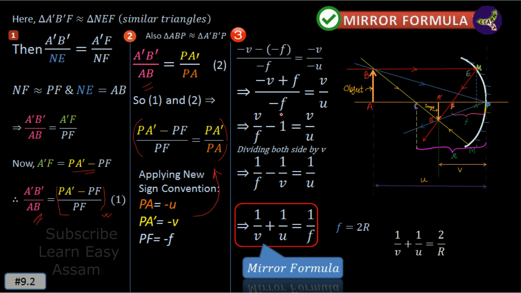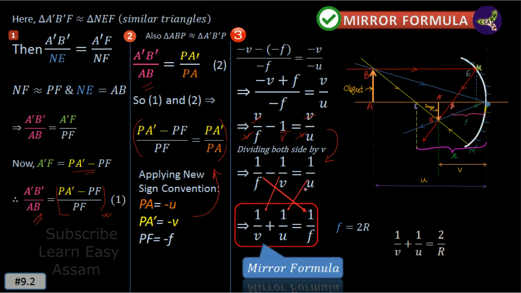So we can divide this relation with v. What will happen if we divide it? Here it will be v, so v will cancel out. Here there will be v and another v, so this v will cancel out and we will get this equation: 1 by f minus 1 by v is equal to 1 by u.